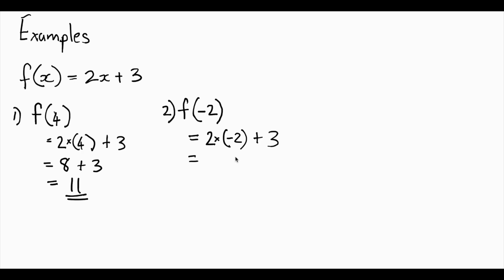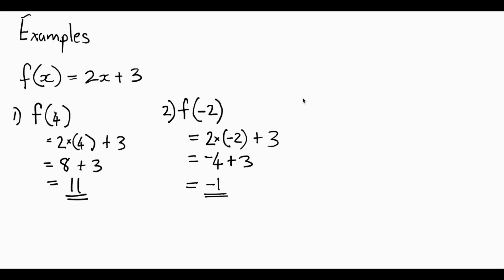So what's 2 times negative 2? Negative 4. Remember, a positive times a negative gives us a negative. So negative 4 plus 3, and what would our final answer be? 1. What kind of 1? Negative. All right, so negative 1. Good. So our input is negative 2 for this function, and our output is negative 1.